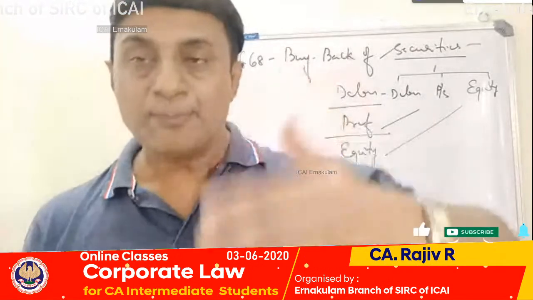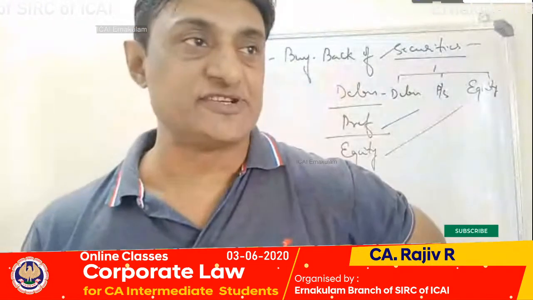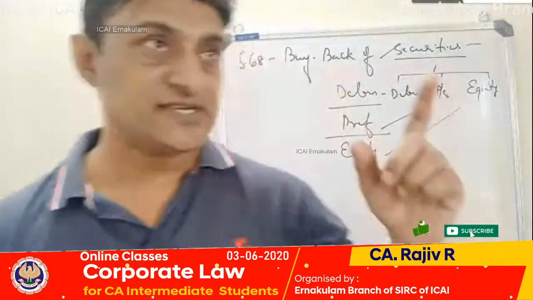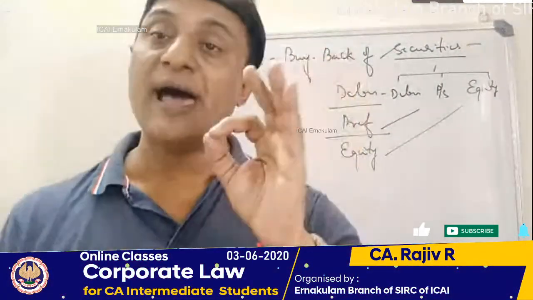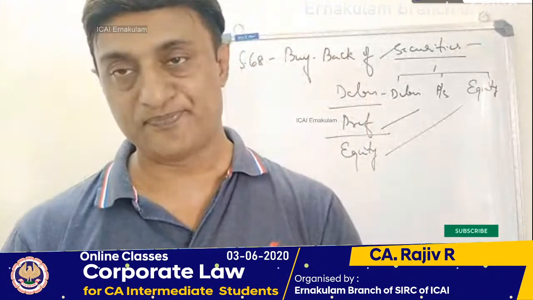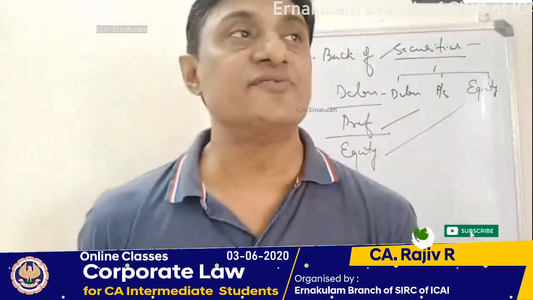Okay, so come to the next. After you finish redemption of preference share capital, give a heading using this section number in the margin. Section 68 in the margin. Buyback of securities.